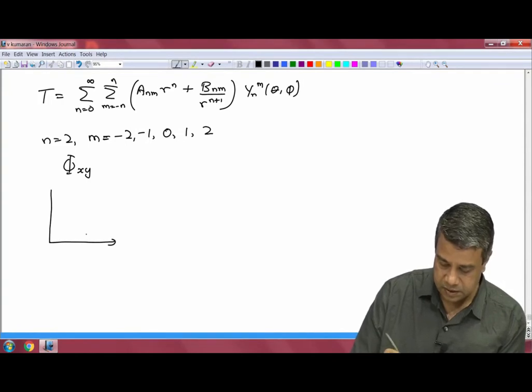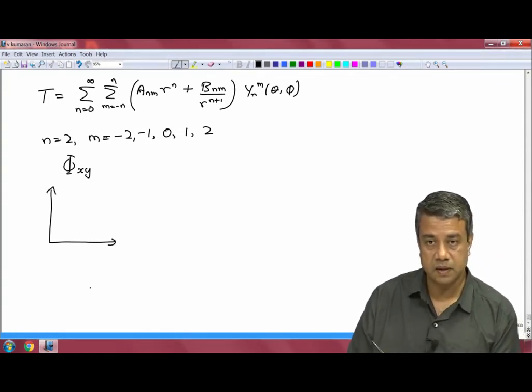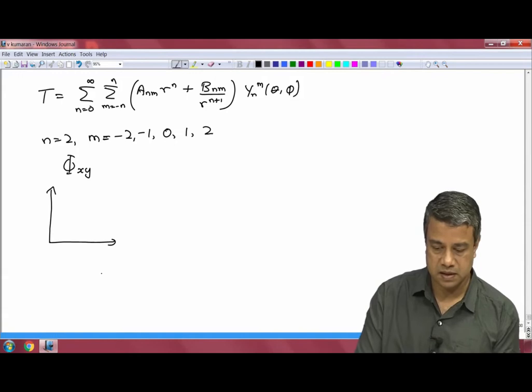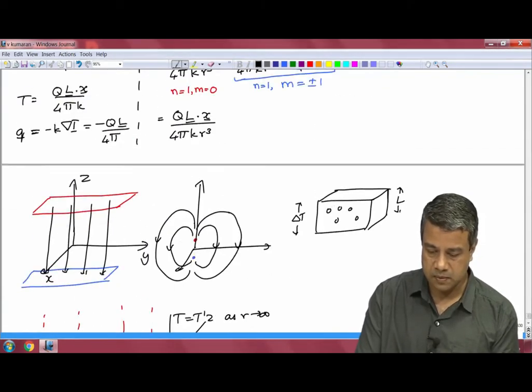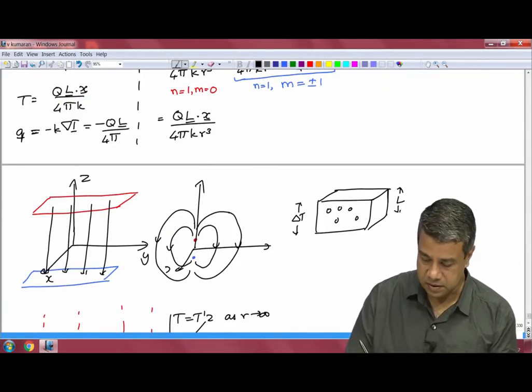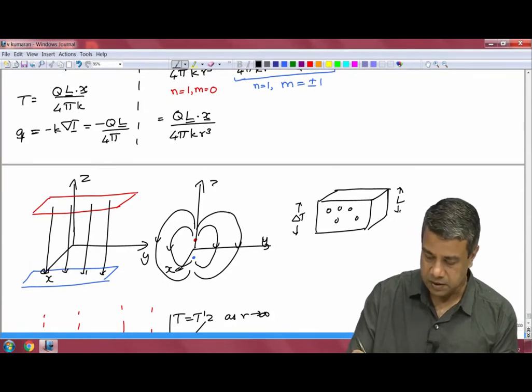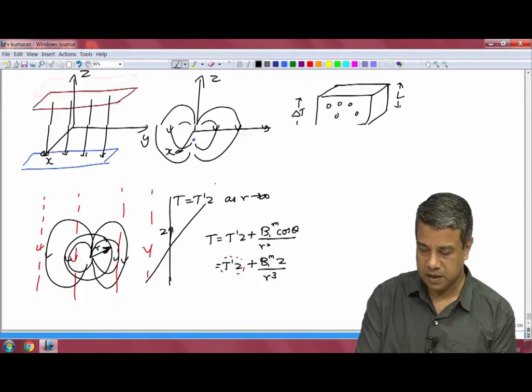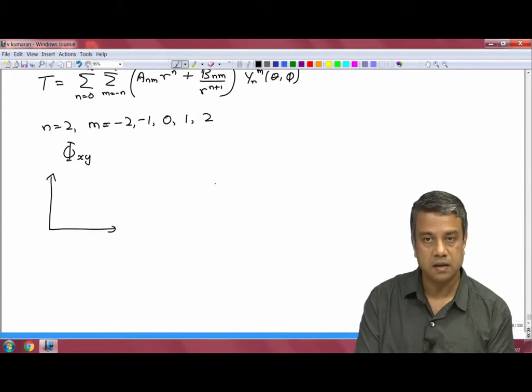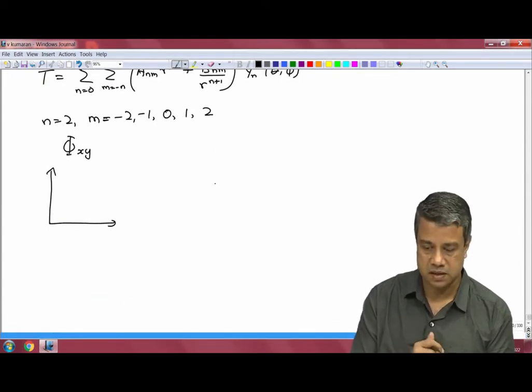This is sources and sinks in the xy plane. Note that I am not plotting it in 3-dimensional space as I did over here. I am plotting it in the xy plane just to illustrate it, just to make the visualization easier.